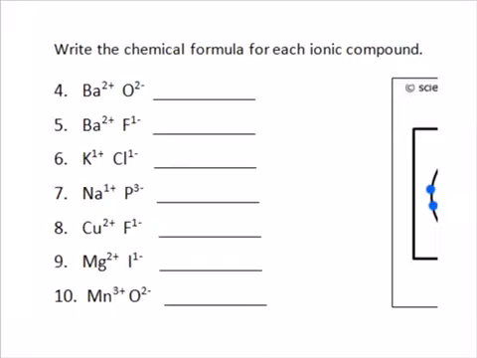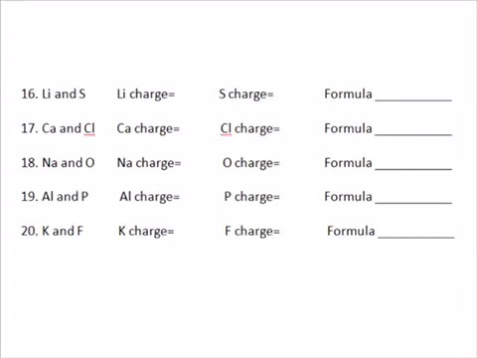If you look at numbers 11 through 15 on your worksheet, all they're asking you to do is to look at the actual formula and tell how many you see. So in number 13, where it says Be, beryllium, you're looking at the formula. You see a 3 there. There are 3 berylliums in that formula. How many phosphorus are in that formula? You look at the formula, 2. So 11 through 15, we don't need to spend a lot of time on.